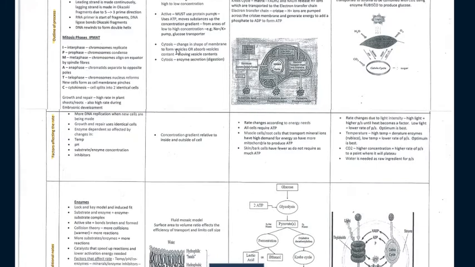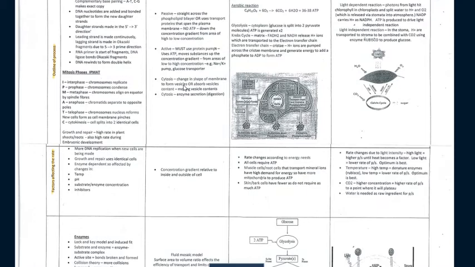Okay, so there's two different types of active transport. We've got cytosis and, well, both of these are cytosis. So we've got the change in shape of membrane to form vesicles, and then we have the enzyme secretion as well. So pinocytosis.